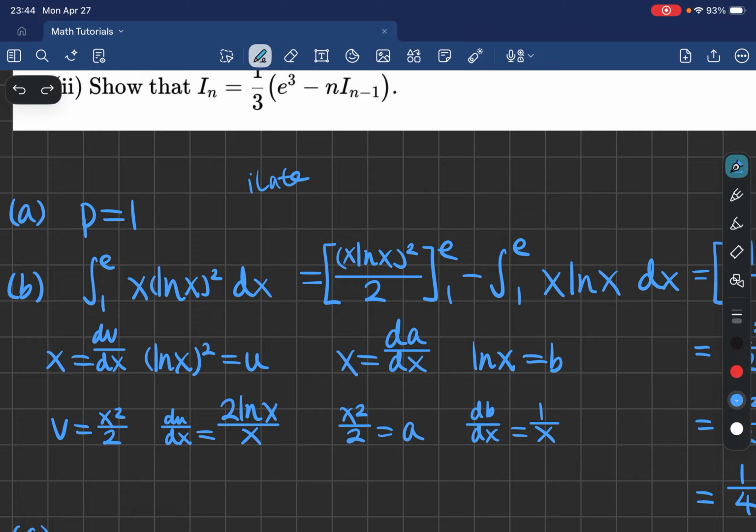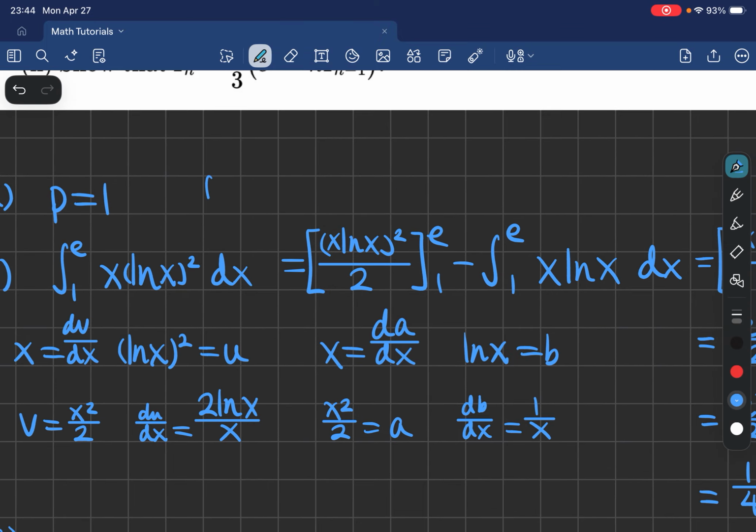Since we are doing integration by parts, we should also find v by taking the integral of x, and find du over dx by taking the derivative of this. Those are really basic skills. And then remember, the integral of u dv equals uv minus the integral of v du, right? So we just copy this as it is, and then write this part next to it.